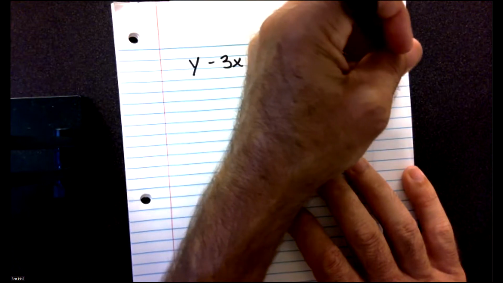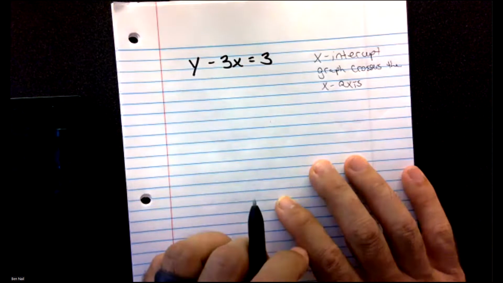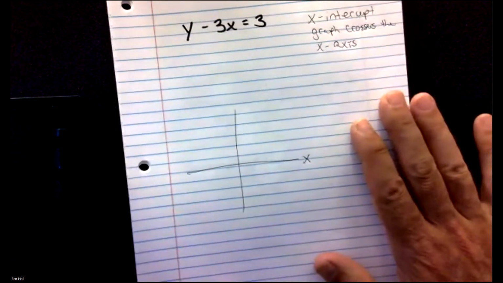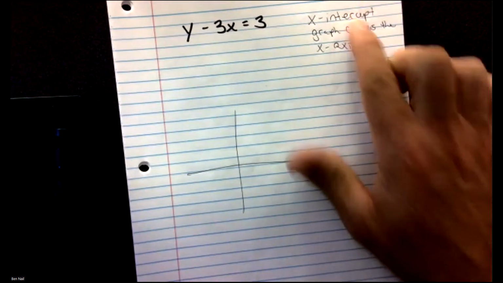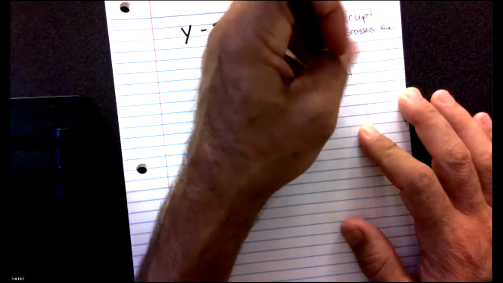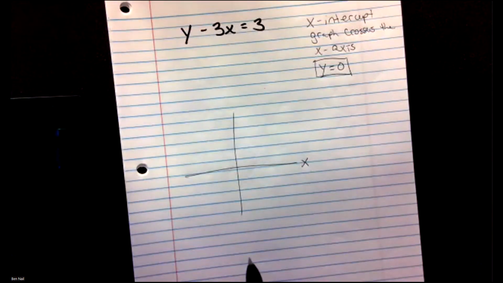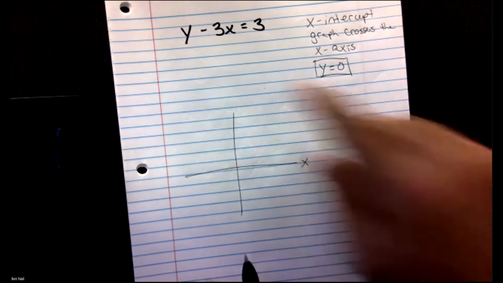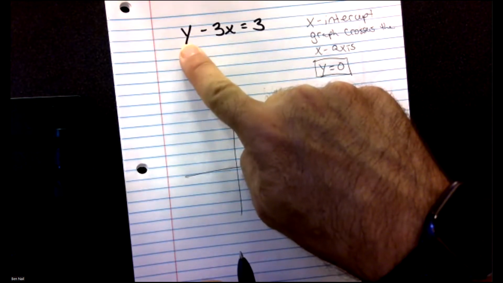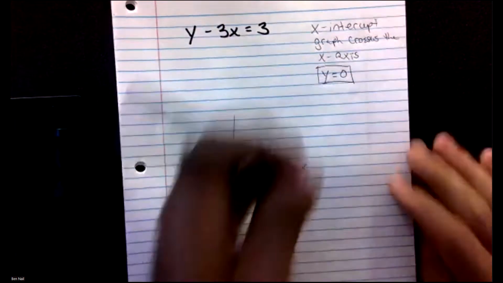is where your graph crosses the x-axis. So remember, on your graph, your x-axis is your horizontal axis. If I want to find the x-intercept, I simply make my y value 0. So I'm going to go up to this graph. I'm going to make my y a 0, and then I'm going to solve for x.